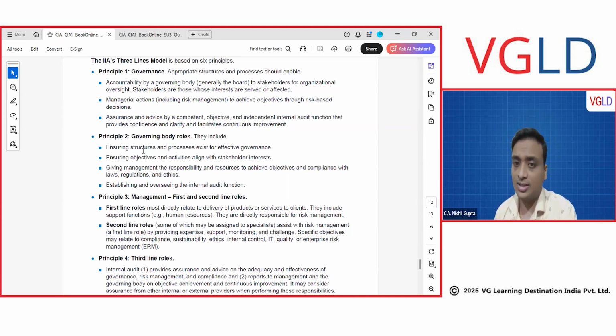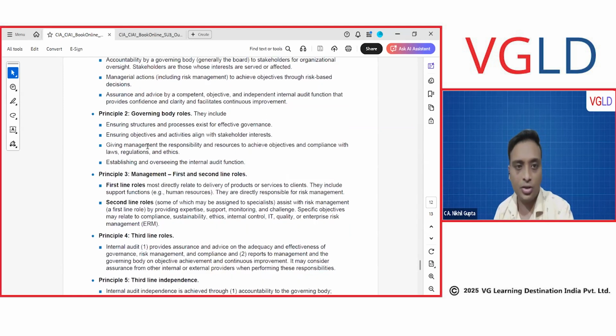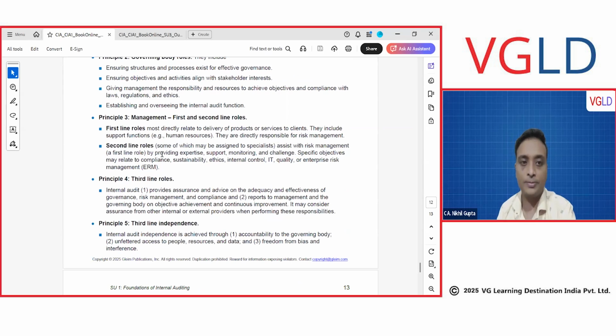Giving management the responsibilities and resources to achieve the objectives. Obviously, if you have some objectives and mission in place, but you are not delegating the responsibilities and not giving the required resources to management, will it be able to complete those responsibilities and achieve your objectives? Obviously not. So as governing body roles, it's our responsibility to give management the responsibility and resources to achieve objectives and compliance with laws, regulations, and ethics. Also, establishing and overseeing the internal audit function is a major responsibility of the governing body.